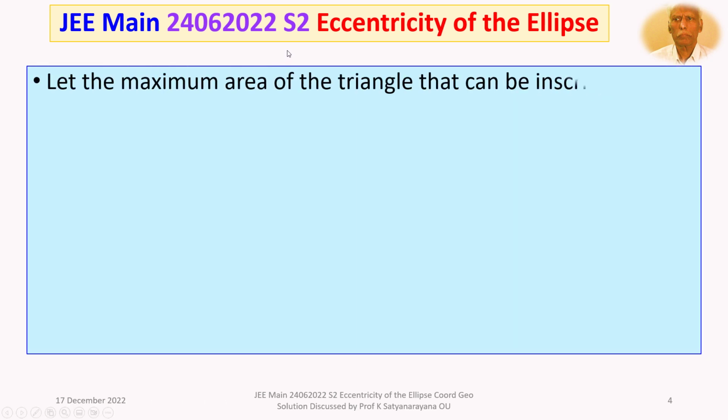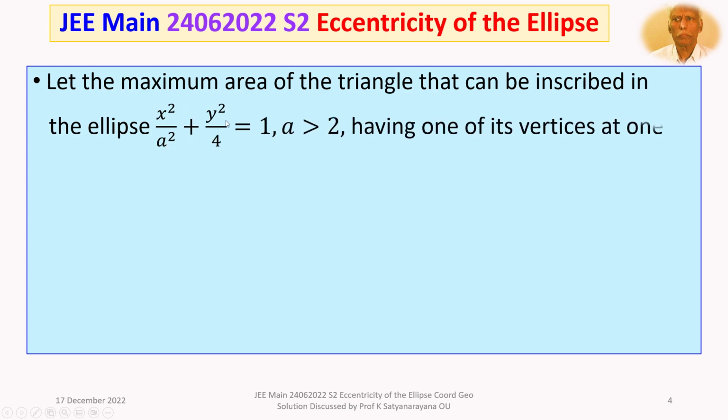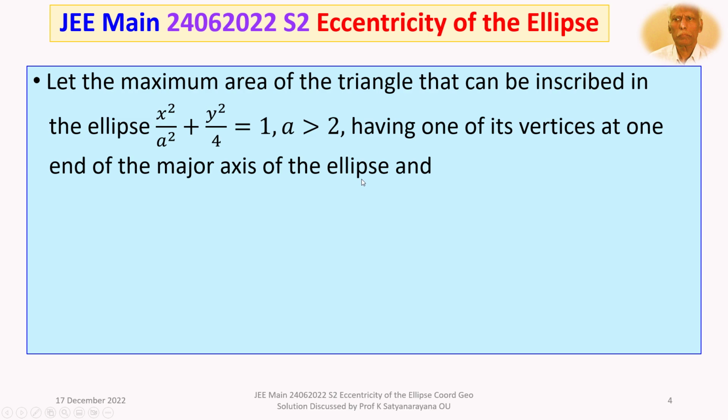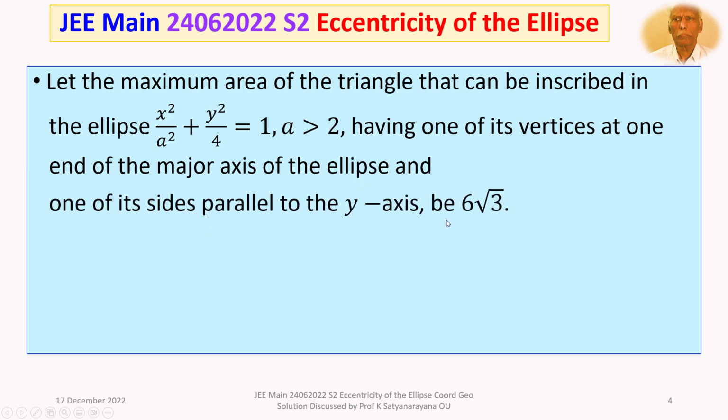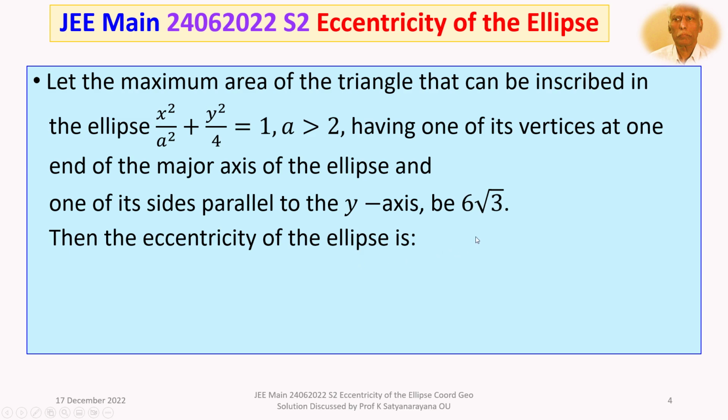The given problem is: let the maximum area of the triangle that can be inscribed in the ellipse x squared by a squared plus y squared by 4 is equal to 1, where a is greater than 2, having one of its vertices at one end of the major axis of the ellipse and one of its sides parallel to the y-axis, be 6 root 3. Then the eccentricity of the ellipse is, we are given four options.